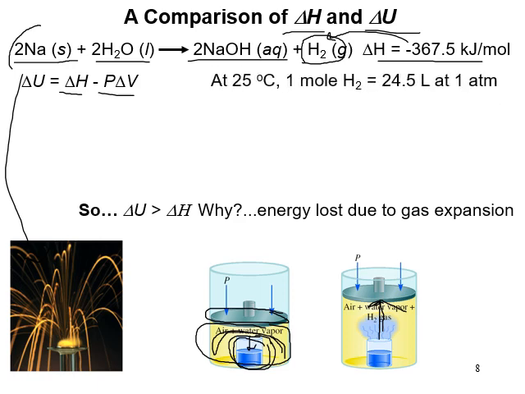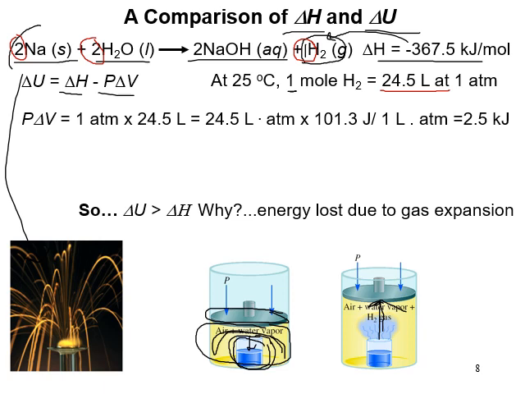So if we just run this equation to produce 1 mole of hydrogen gas, remember there's a 1 up here, see the 1 right here. If we ran this reaction such that we reacted 2 moles of sodium and 2 moles of water to make 1 mole of hydrogen gas, we should create 24.5 liters of hydrogen gas. And if we do that, we can calculate the change in volume that's going to occur. And if it's going to expand against a pressure, that pressure we assume to be atmospheric pressure, we can figure out how much energy that work was. And that's what this 2.5 kilojoules is.